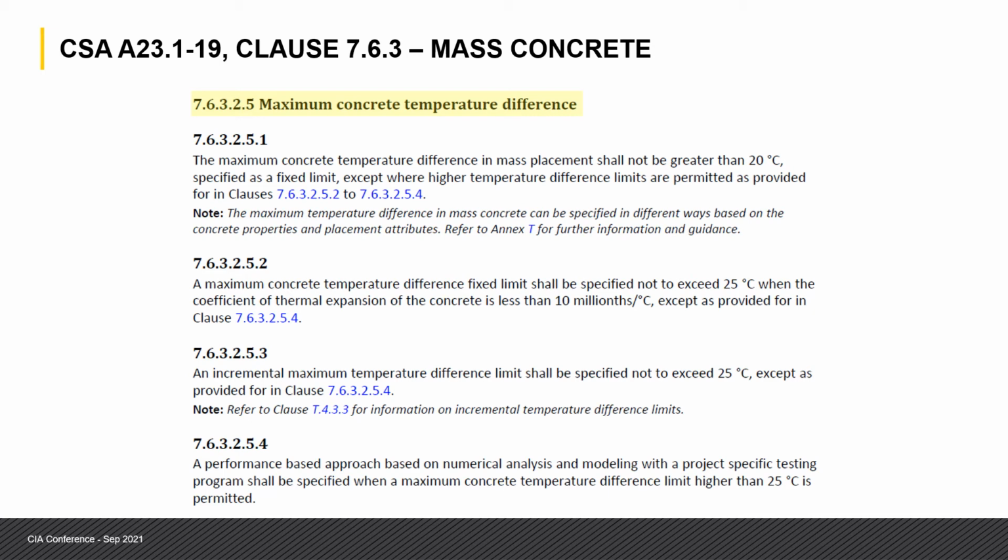Then you get to the third option, which is what I define as incremental temperature differential. You can define an incremental maximum temperature difference limit as long as you do not exceed 25 degrees Celsius. And if you want to exceed 25 degrees Celsius, then you need to perform testing, modeling, and analysis to qualify the ability of the mix to tolerate higher temperature differentials. That's what we call the performance-based approach, where you can define a higher temperature difference limit over 25 degrees Celsius.